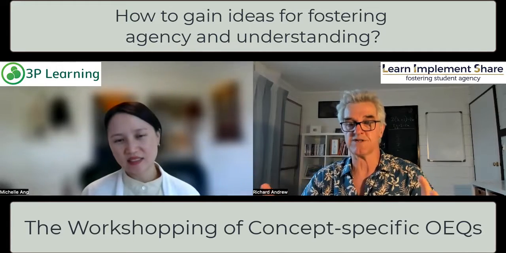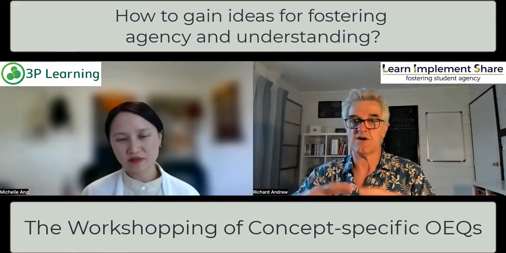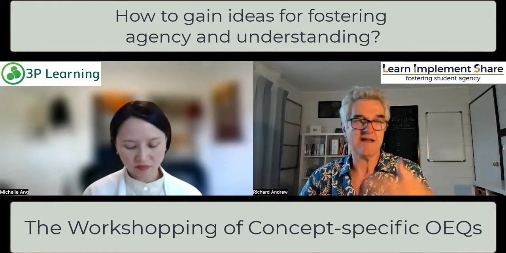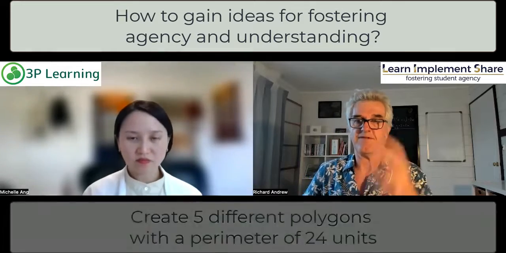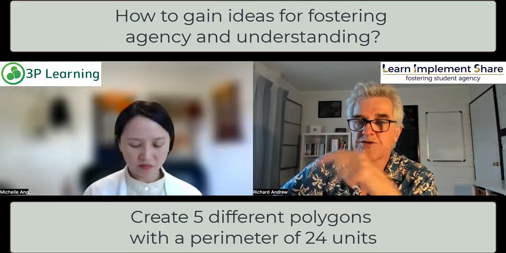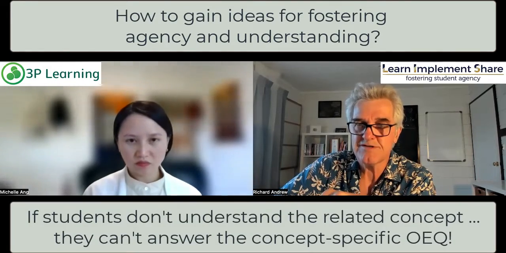Right. So an open-ended question is one where, here's the answer, the students come up with the question. So we're doing perimeter of polygons. Make up 5 different polygons that have a perimeter of 24. Well, students, by doing that, if they don't understand what a perimeter is, they can't do it.